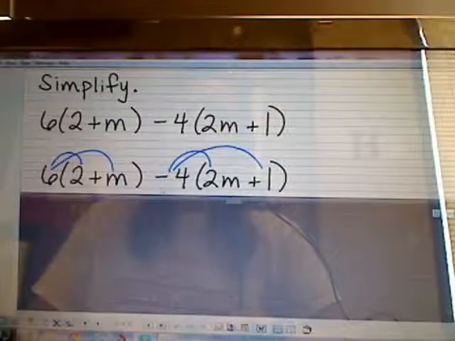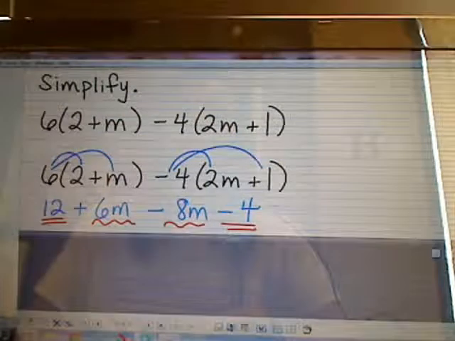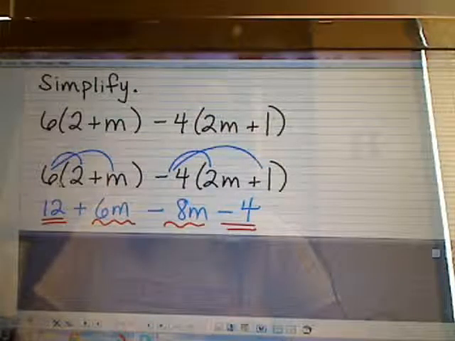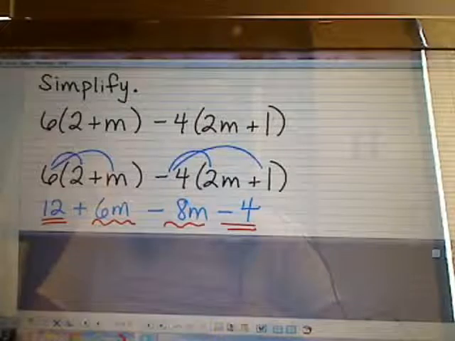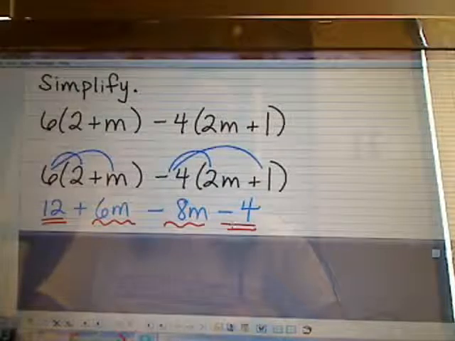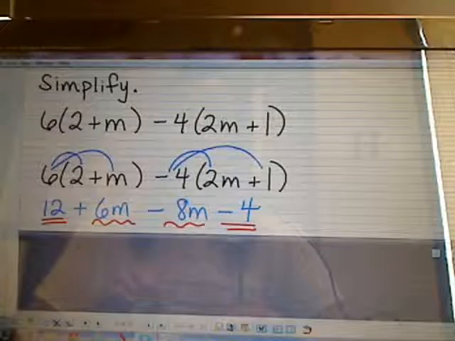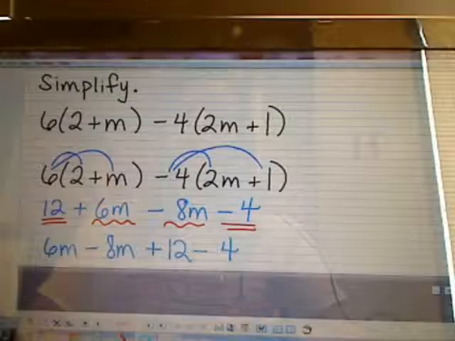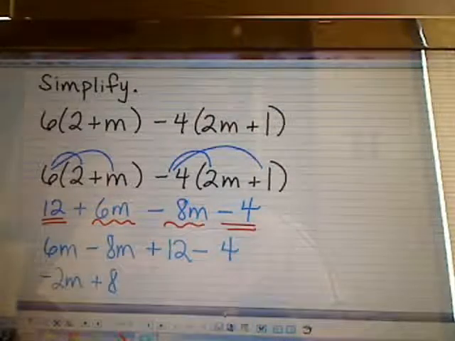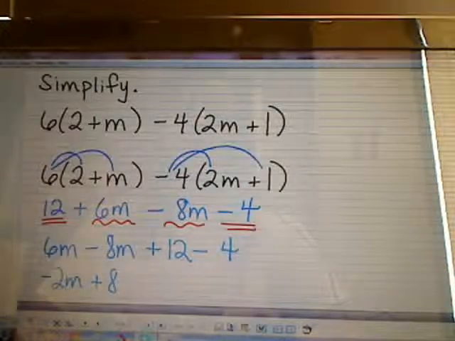So we have to distribute -4. We have to distribute 6. Don't forget the sign. This is a -4. So that's going to give us here 12, 6 times 2, and here 6m. Here we get a -8m, and here we get a -4. And then, of course, we've got to combine like terms. We're going to collect them. So we got squiggles for like terms, 6 and -8. We got double lines for 4 and 12, which is going to give us -2m and our positive 8, because we have positive 12 and negative 4.